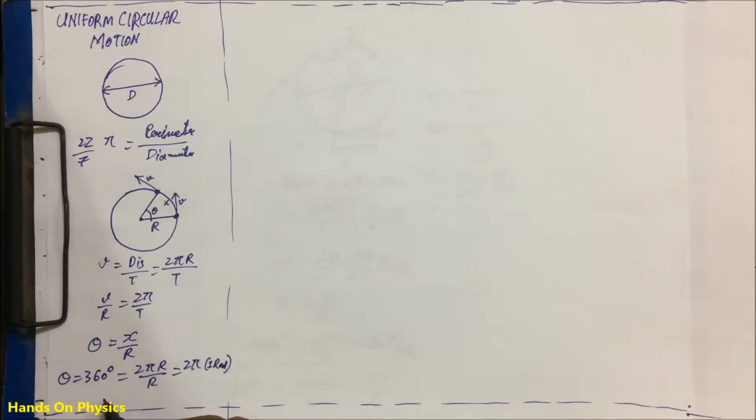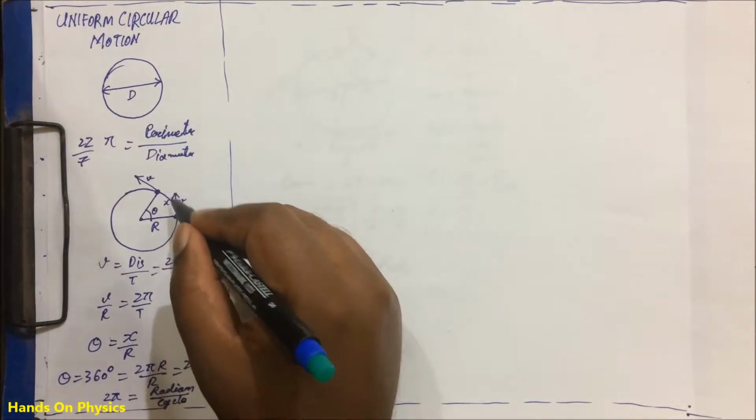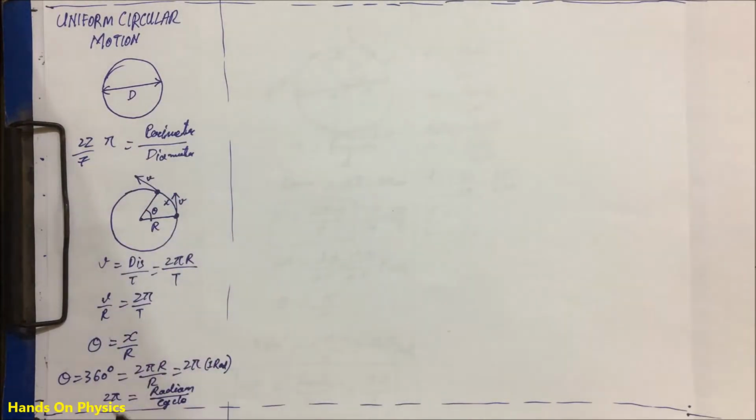So basically 2 pi is radian per cycle. That is, if a particle goes from here and completes one full cycle, then 2 pi is radian per cycle.